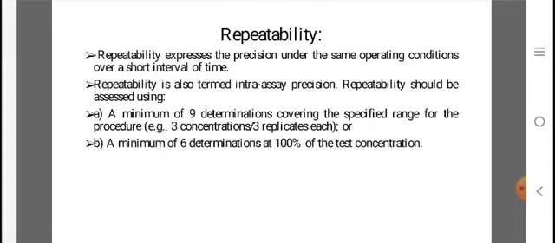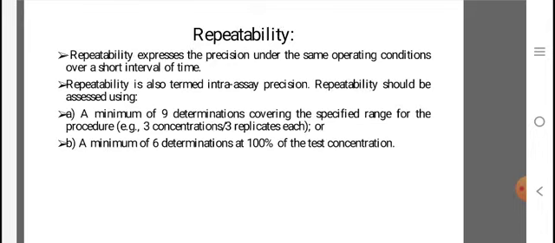of measurements. Repeatability. Repeatability expresses the precision under the same operating conditions over a short interval of time. Repeatability is also termed intra-assay precision. Repeatability should be assessed using a minimum of 9 determinations covering the specified range for the procedure, or a minimum of 6 determinations at 100% of the test concentration.